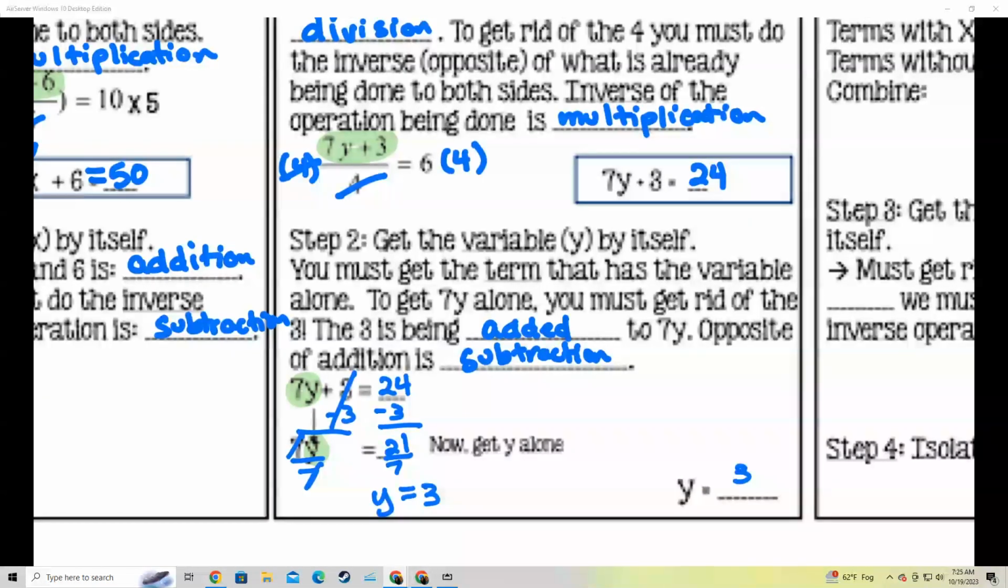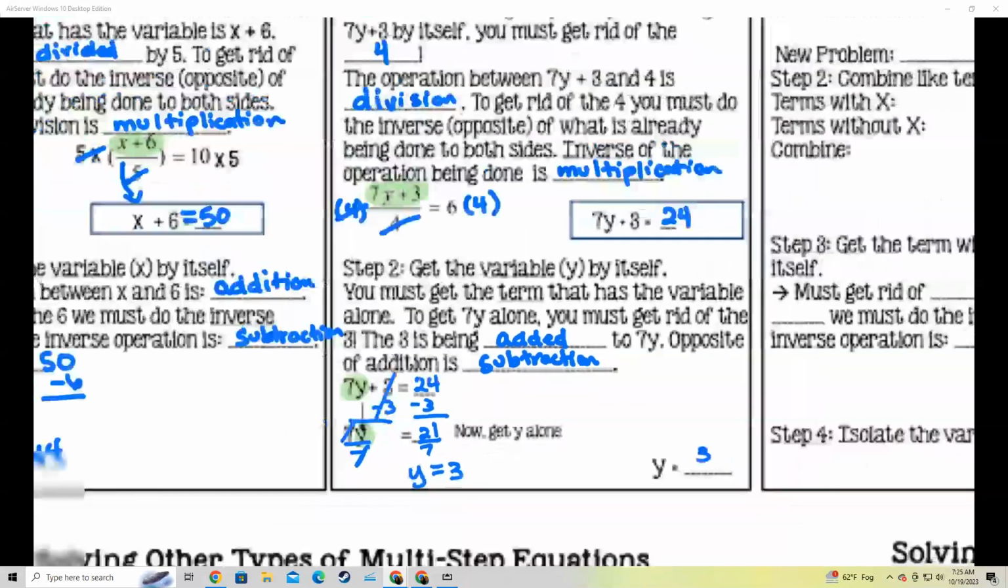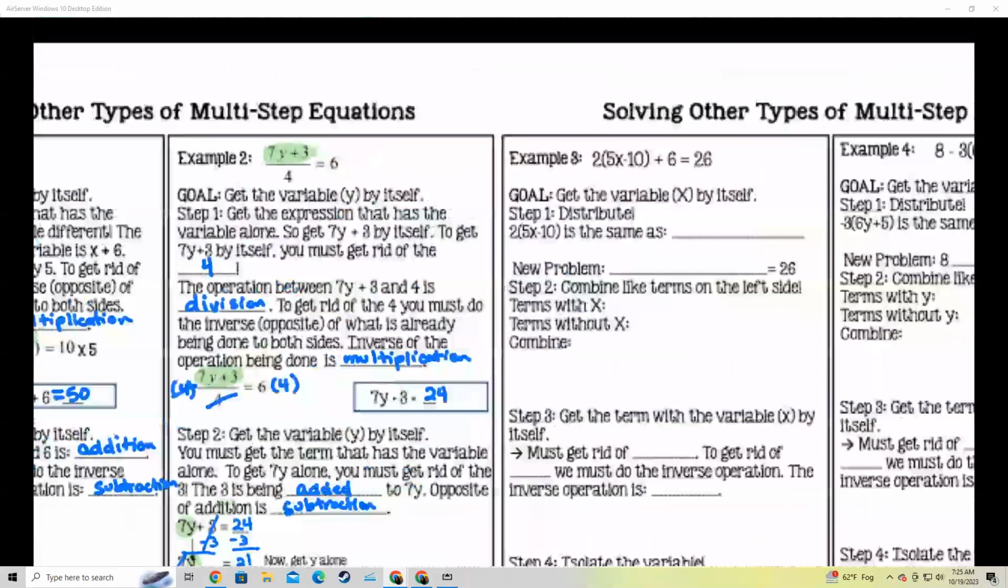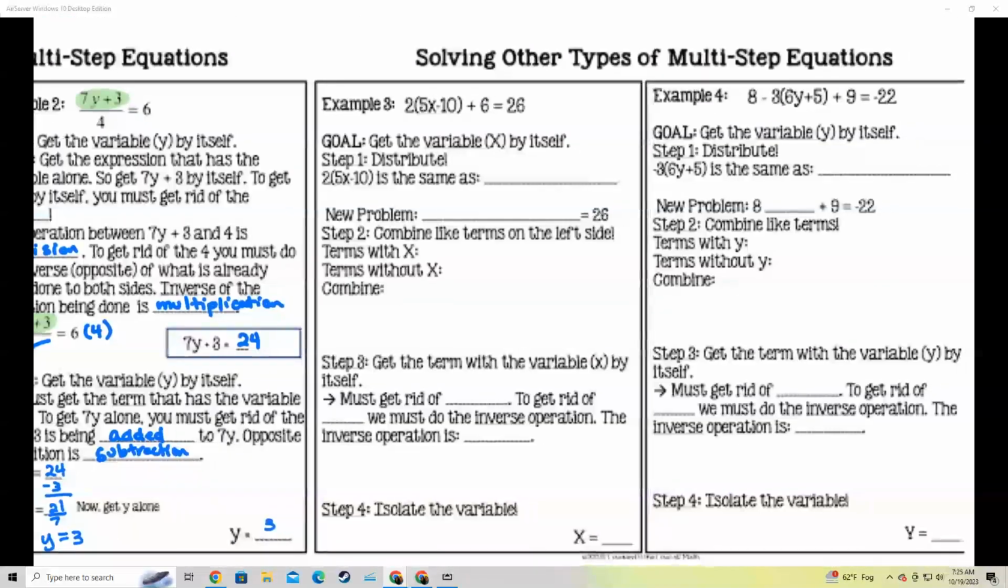So a lot of steps on that one. But again, if you keep following the same procedure that we've been doing in the past, it's just adding in an extra step, okay? Okay, this one's a little bit different because I have these parentheses.